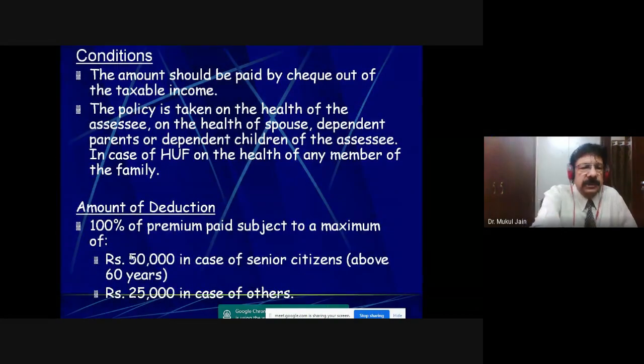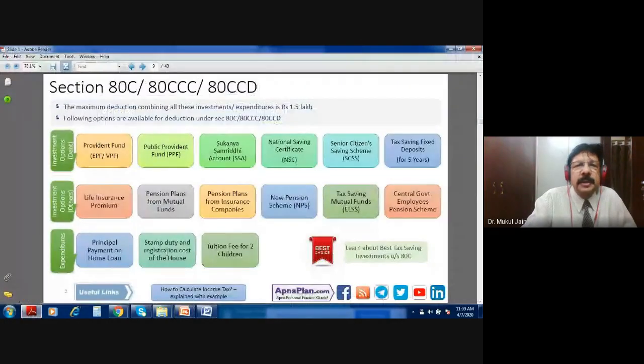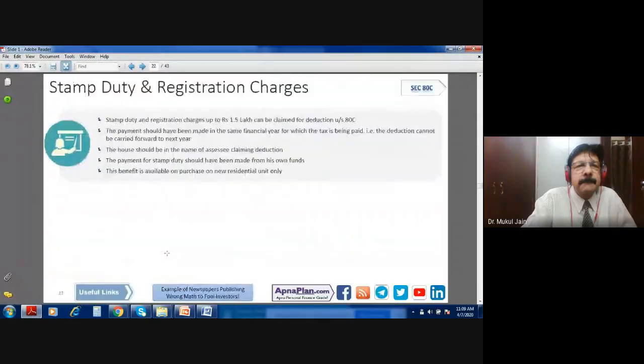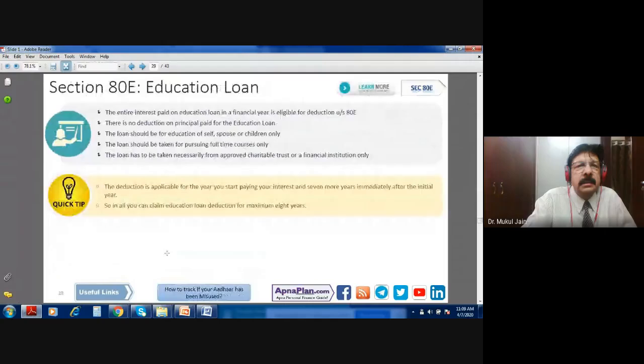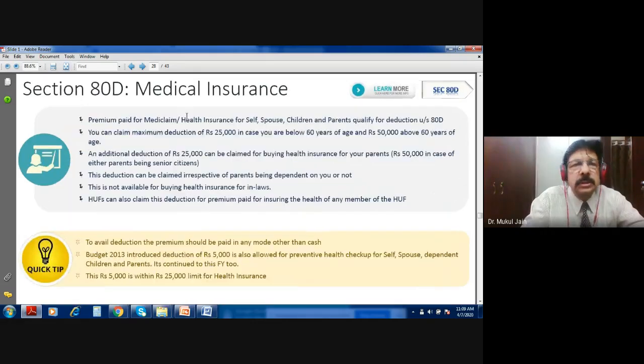Okay, so this is section 80D again. This is also a very popular section. So let me show you from another slide also. Yeah, so 80D, you see from this slide also, medical insurance. So just watch my cursor over here. So we are saying premium paid for mediclaim or health insurance for self, spouse, children, and parents qualify for deduction under Section 80D.